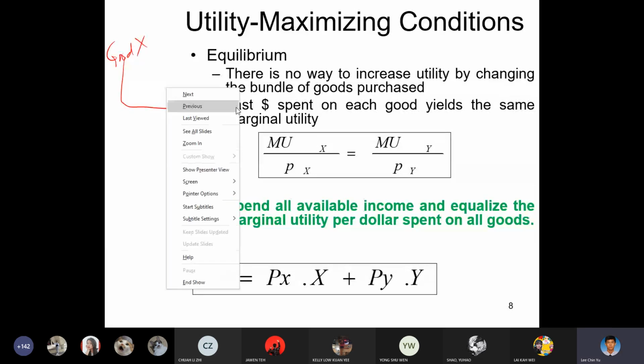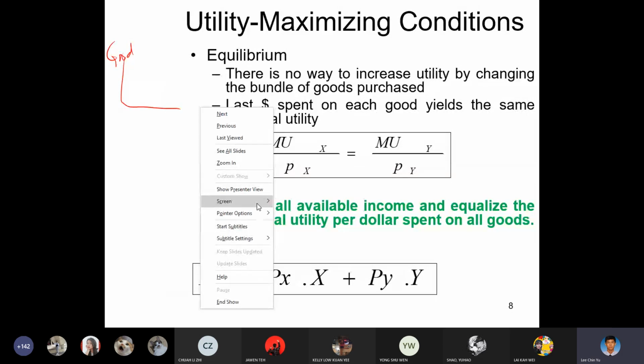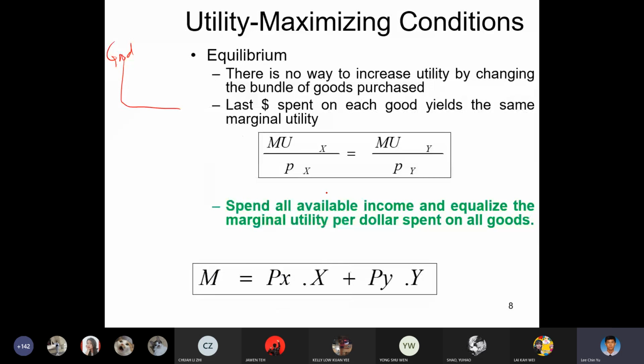let's say I'm using good Y and good X. So this is our budget line. This is our indifference curve. If they are tangent, it means that MRS equals the price of X over the price of Y.